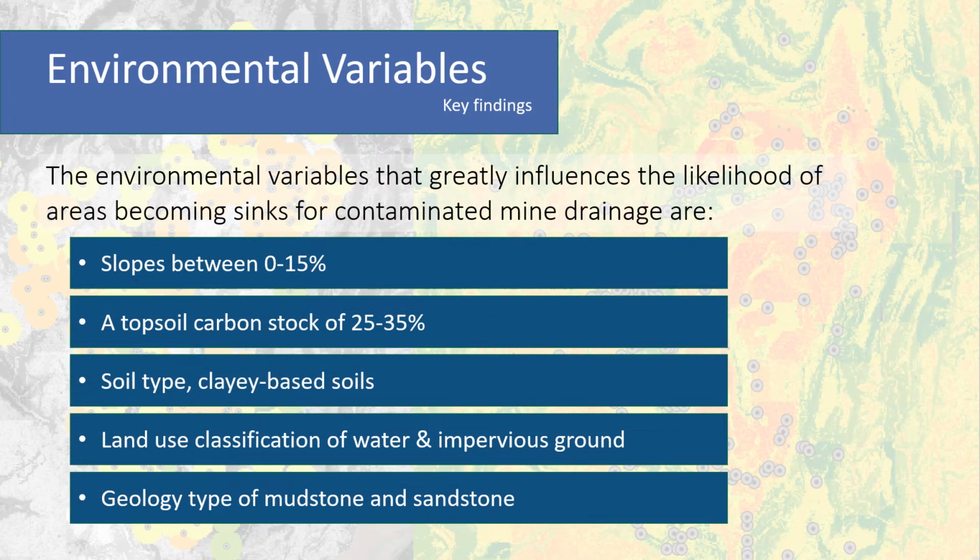The environmental variables that greatly influence the likelihood of areas becoming sinks for contaminated mine drainage are slopes between 0 and 15%, a topsoil carbon stock of 25 to 35%, the soil type of clay-based soils, a land use classification of water and impervious ground, and lastly the geology type of mudstone and sandstone.